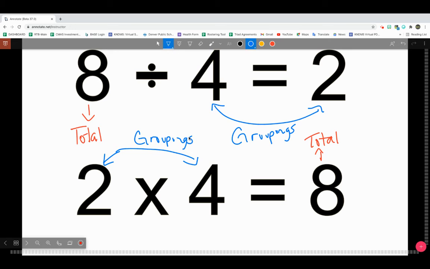As you can see here, my numbers are exactly the same, even though they're different operations. One's division, one's multiplication. The actual term for each number stays the same. My 8 will still be the total, whether I'm dividing or multiplying, and my groupings will still be 4 and 2. That does not change no matter what.